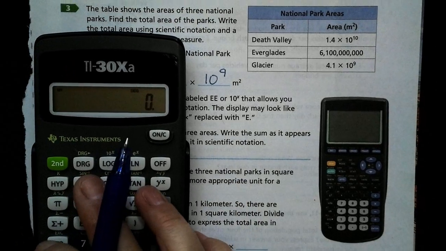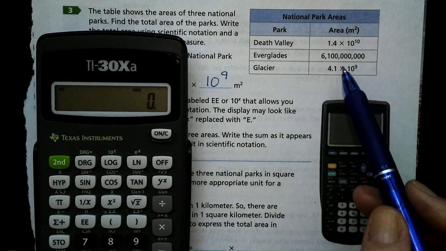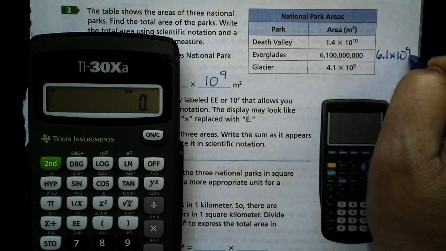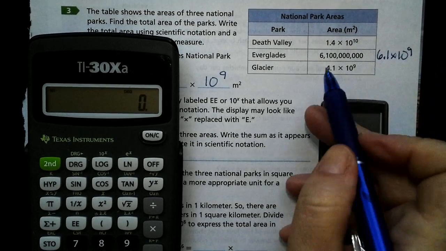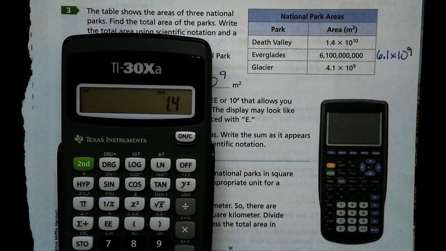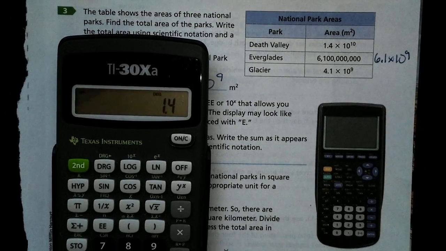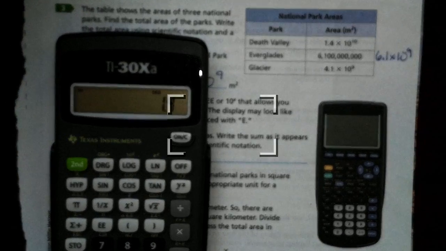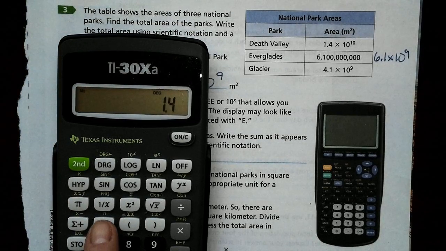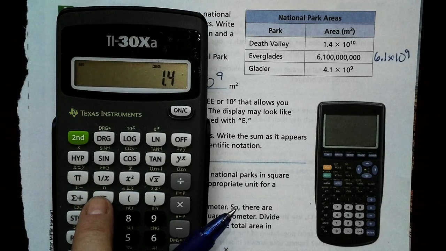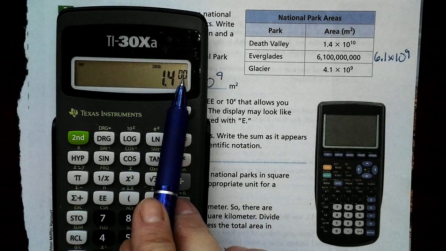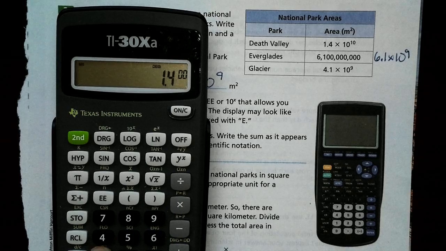All right, so what it's saying is we're going to take these three and add them in. Remember, we did rewrite this one as 6.1 times 10 to the 9th power. What you do is you start with the first factors. So we have 1.4. I don't know how well you're able to see my calculator. So 1.4, and then we're going to hit that EE button, right here on this calculator, and it pops up with the exponent. Then you just type in the exponent, so in this case, it's 10.